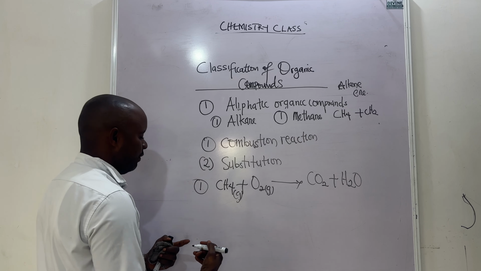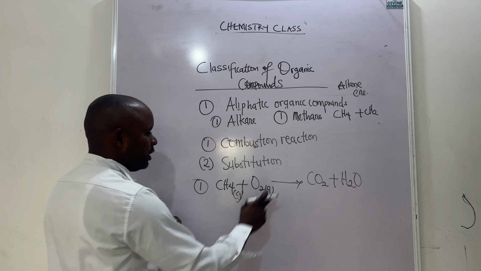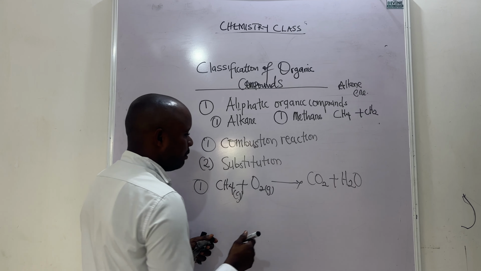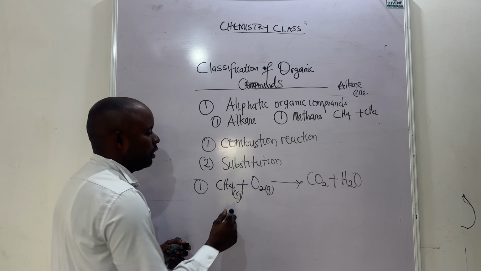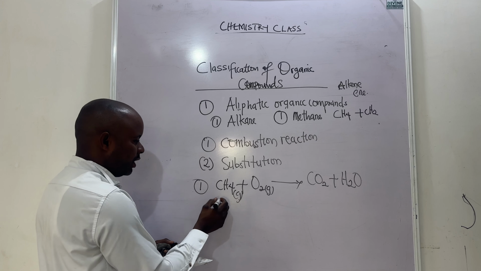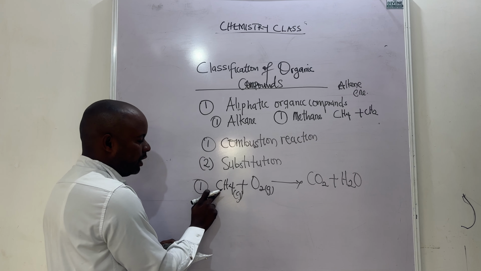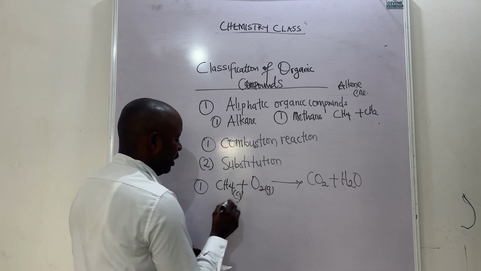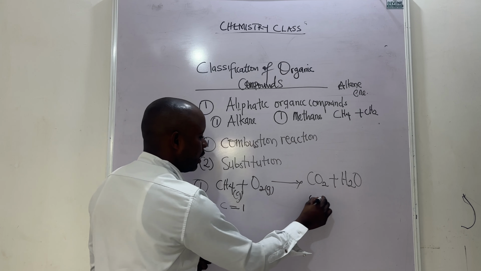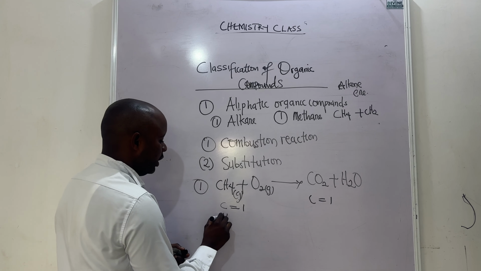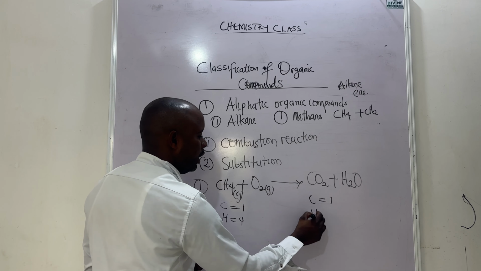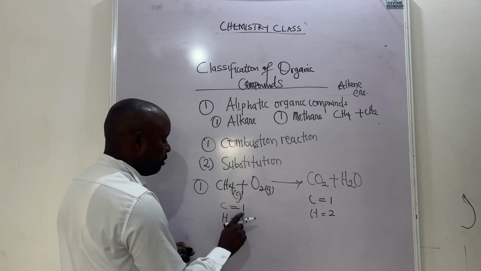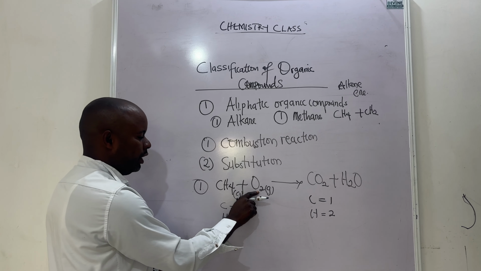For us to balance this equation, I'm going to give a separate video on how to balance combustion reactions involving hydrocarbons. In this one, we must balance the carbon first. At the reactant side we have one carbon, and one carbon here. Hydrogen is 4 here and 2 here. Since the carbon is balanced, we must balance the hydrogen before balancing the separate oxygen.